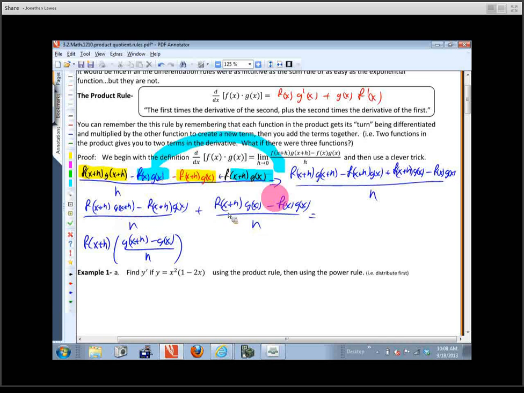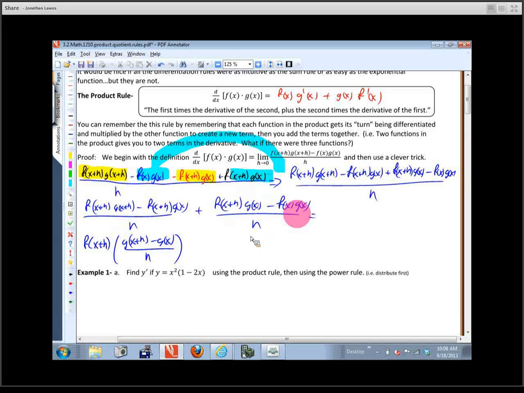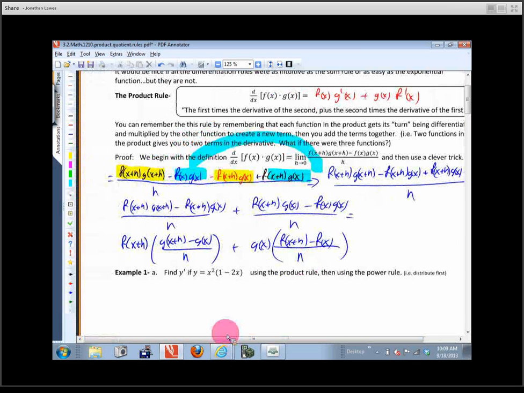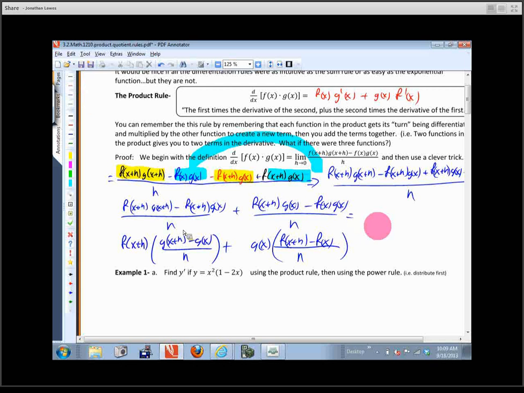I'm going to do a similar type of thing here, but what am I going to take out on this one? I'm going to take out a g of x. So I'm going to write plus, and I'm going to take out that g of x. So I've got g of x, and then I've got this fraction f of x plus h. And at this point, I'm hoping that this is starting to look a little bit familiar. What have I been leaving off as I've been doing this work here?